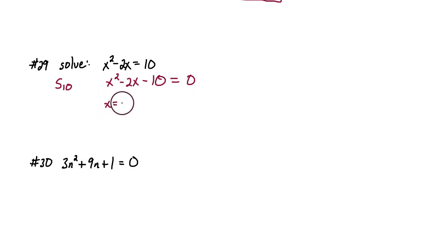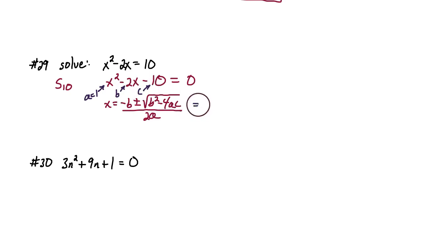So x equals negative b plus or minus the square root of b squared minus 4ac, all divided by 2a. For this to work, you have to know what the a, b, and c are. So right in front, a is 1. Right there, b is negative 2. And right there, c is negative 10.